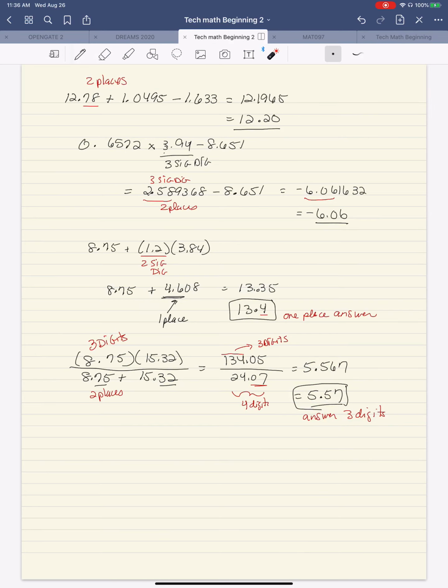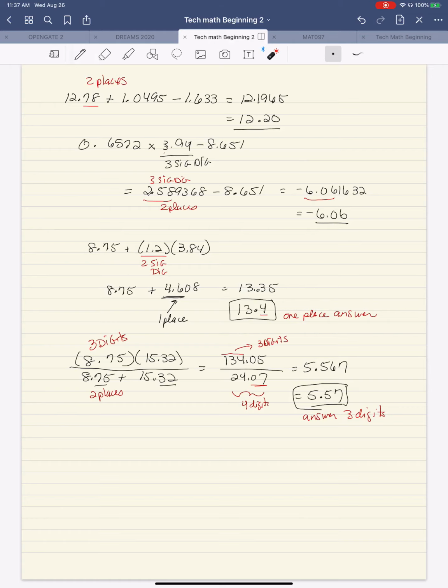12.78 plus 1.0495 minus 1.633. I'm looking at the decimal positions. This has 2, this has 4, this has 3. I need to do 2 for my final answer. So I add them up on my calculator, subtract, and I get 12.1965, getting down to 2 places, because this is 9 and a 6 here. This is going to go up to 20. So I have to put the 20 to show the 2 places.